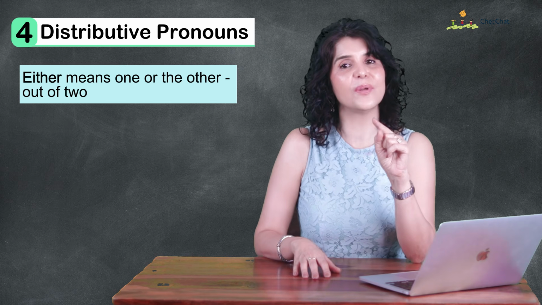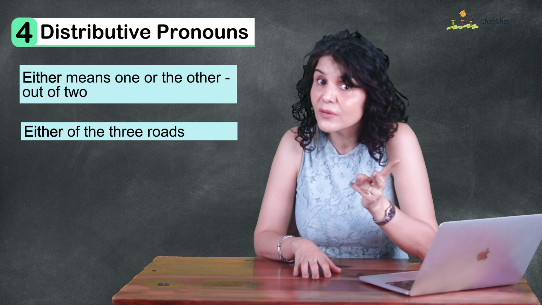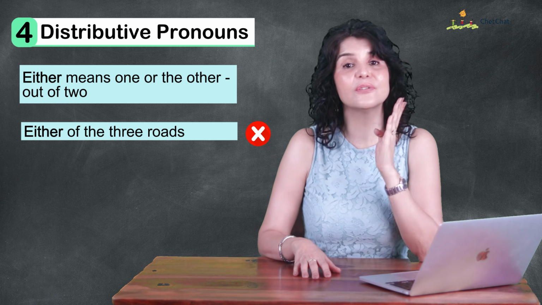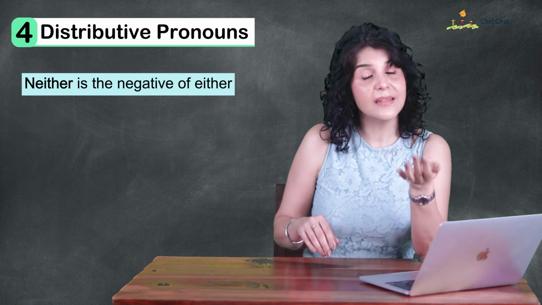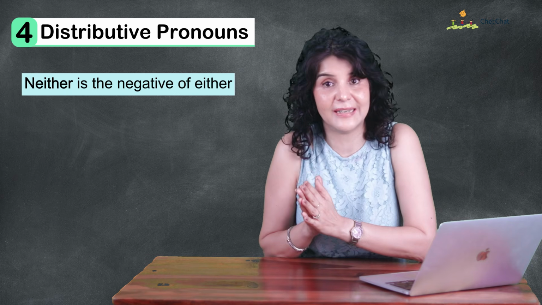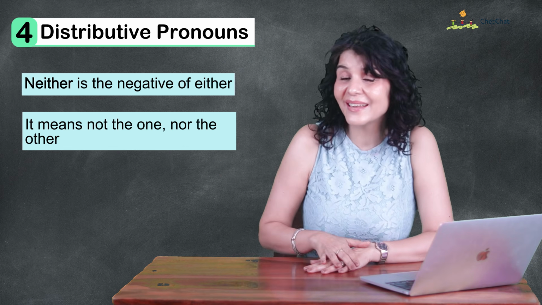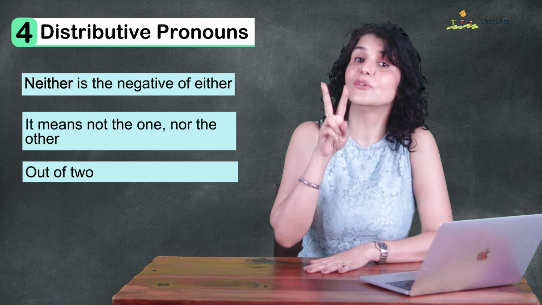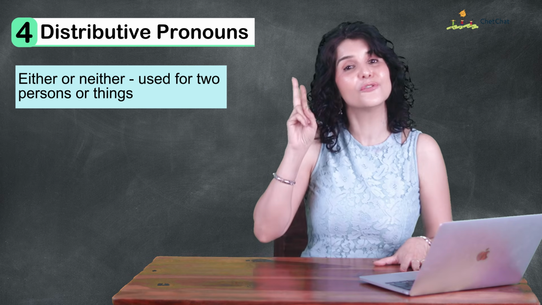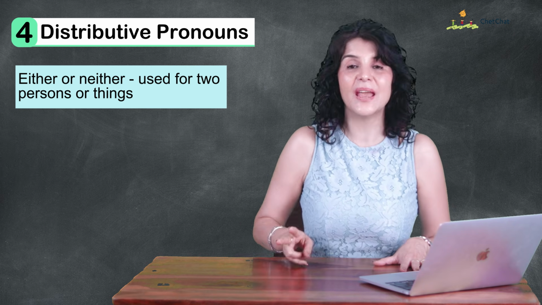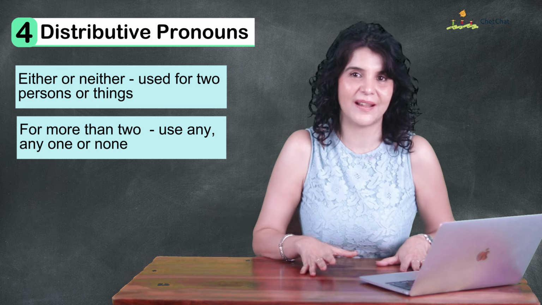Now, either always means one or the other out of two. Either of the three roads is incorrect. The moment you say either of the roads, it's understood that there are two roads. Neither is the negative of either. It means not the one, not the other. Again, it means none out of two. So, either and neither should be used only when you're speaking of two persons or things. When more than two are spoken of, use any, anyone or none.